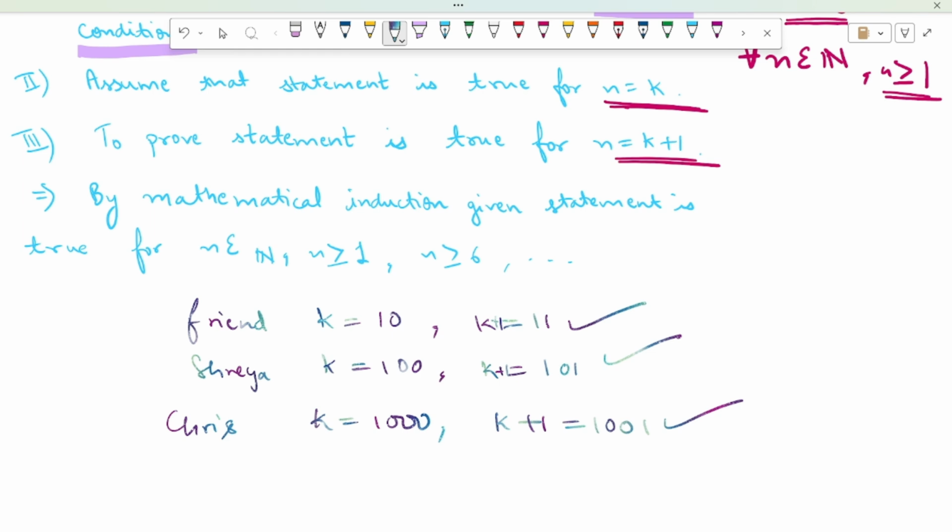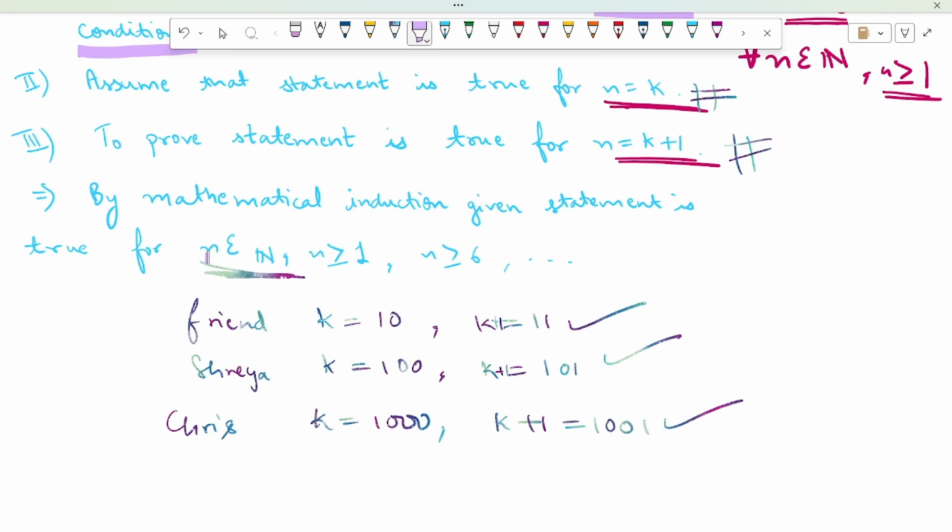So can you see, for any given natural number, let's say 200, then 201. 250 is your k, then for the next. So it means k is any random natural number, and for the next one it will be true. So in that case, we will say that by the principle of mathematical induction, the given statement is true for all n.